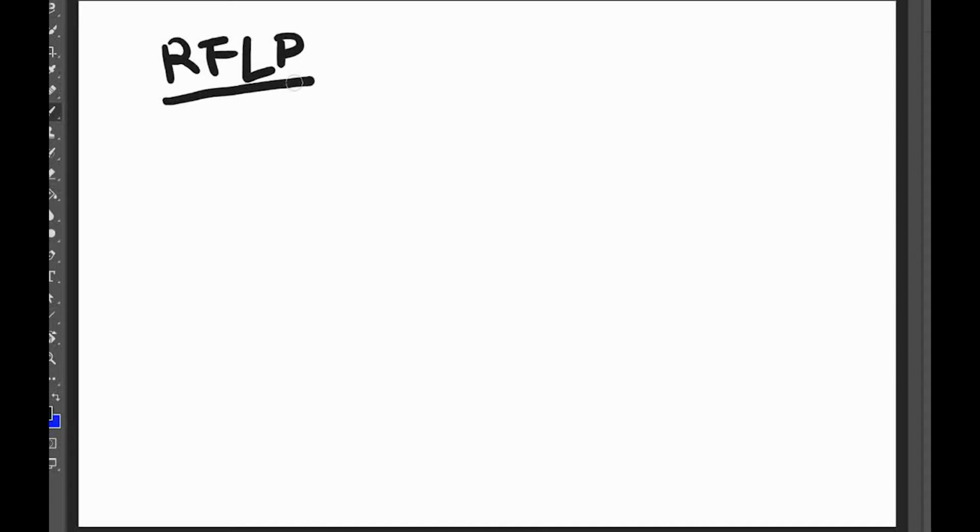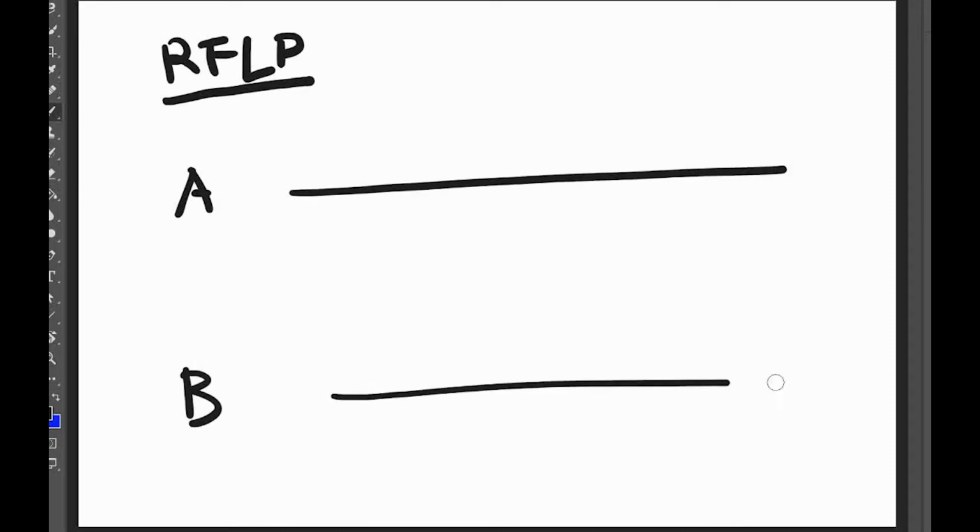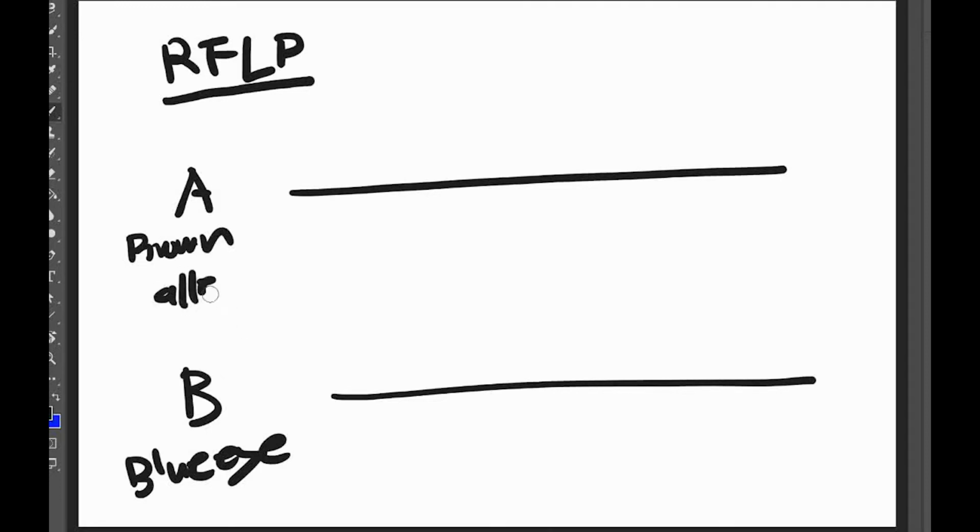Restriction fragment length polymorphism is more like a symptom that we observe when two people have different alleles. For example, let's say this is individual A and this is individual B. This one has brown eyes, which is the phenotype, and this one has blue eyes. So this person has the allele for brown eye and this person has the allele for blue eye.